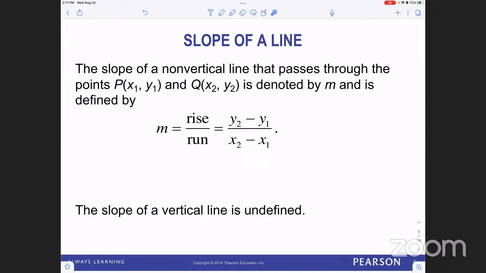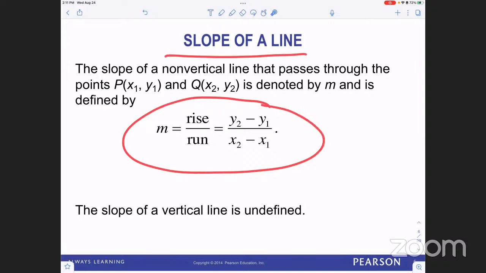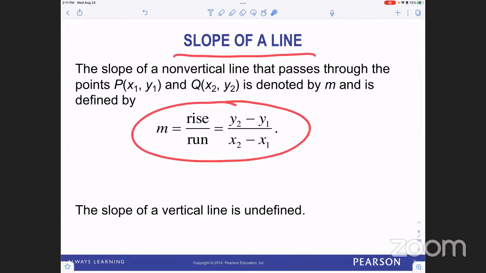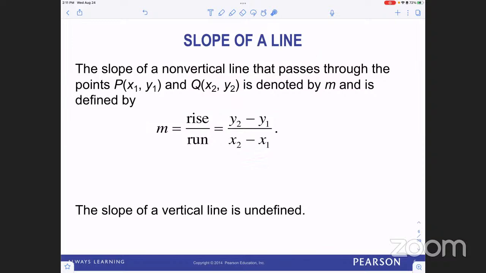Awesome, awesome. So if you have your formula sheet, this is definitely one that you want to include on your formula sheet. So with lines, there are three main formulas that we kind of flow between. By the end of this presentation, we'll have all three of them. If you have a formula sheet, you definitely want to include this. This is one of the three main equations when we're working with lines.